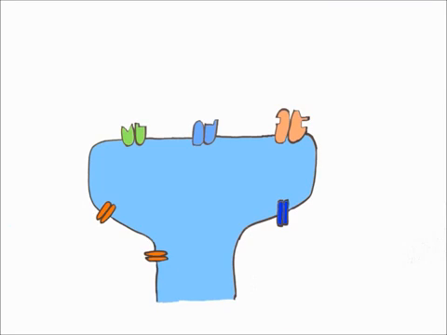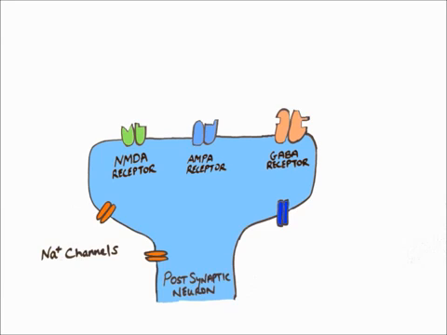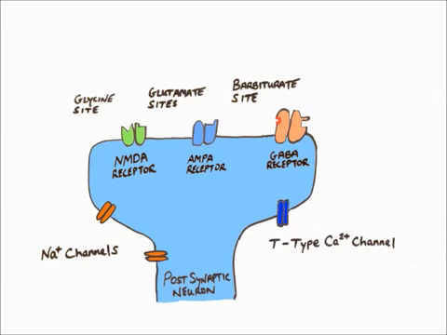Here we have a representation of a postsynaptic neuron. It has NMDA, AMPA and GABA receptors, as well as sodium and T-type calcium channels. Each receptor has a number of sites on it upon which neurotransmitters and drugs may act. An example is the glycine site on the NMDA receptor, glutamate sites present both on the NMDA and AMPA receptors, the barbiturate site, the GABA site, and the benzodiazepine site present on GABA receptors.